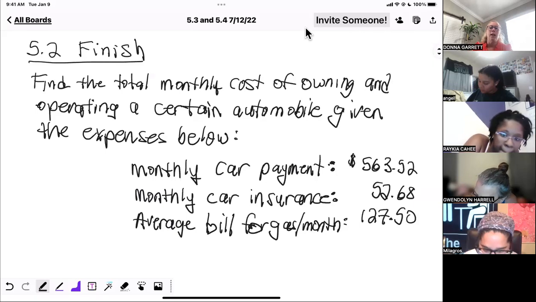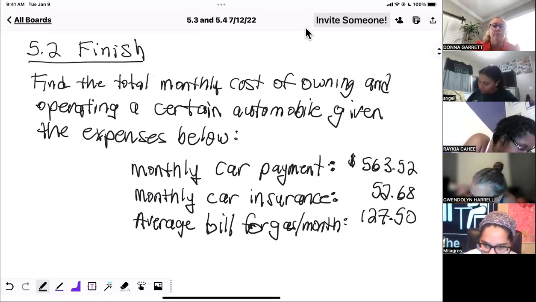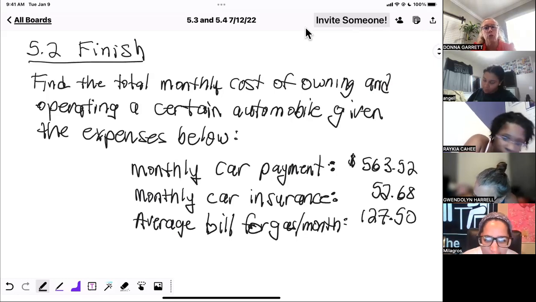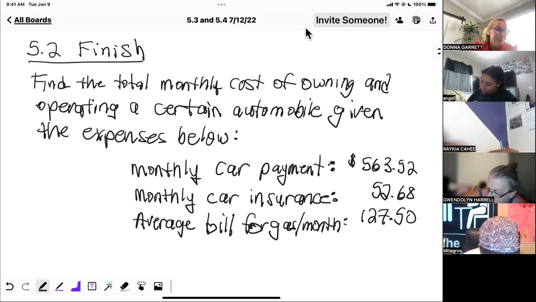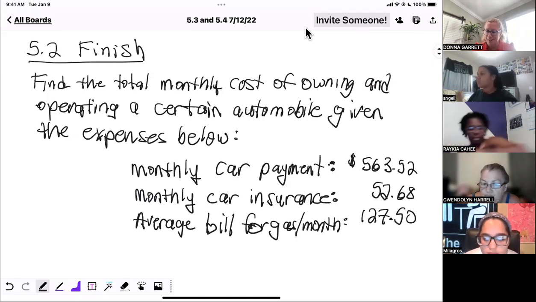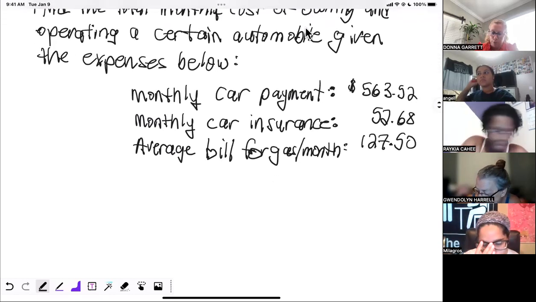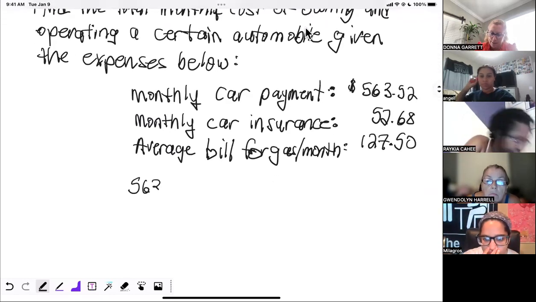All right, we have to find the total monthly cost of owning and operating a car. So just like we would when we're trying to do our own budgets, we're going to add up all the expenses of owning a car and see how much we are actually spending each month. You guys ever do this? You'd probably be surprised if you really did. All right, so we're going to add them up, and remember it's decimals, so we line up all the decimal places.